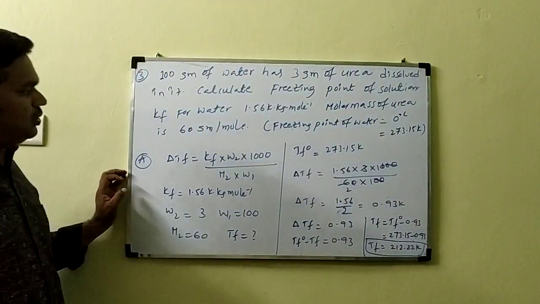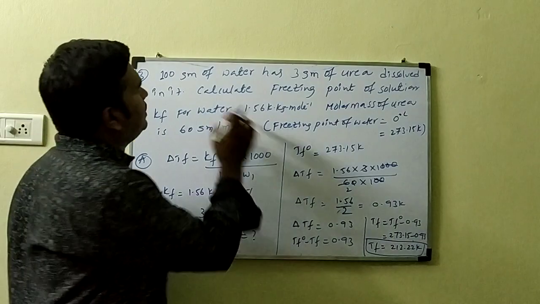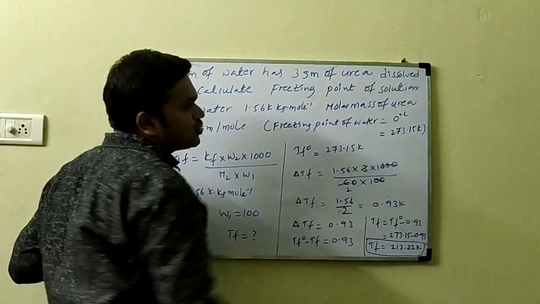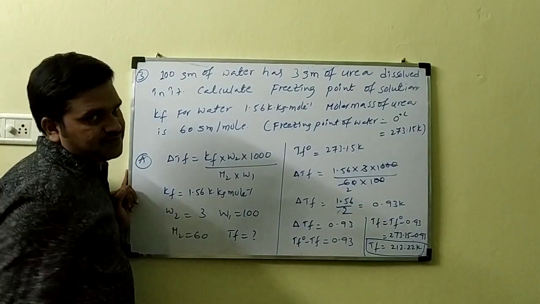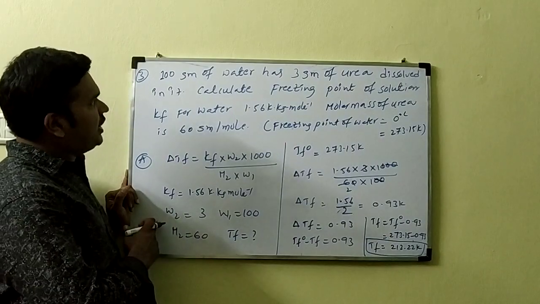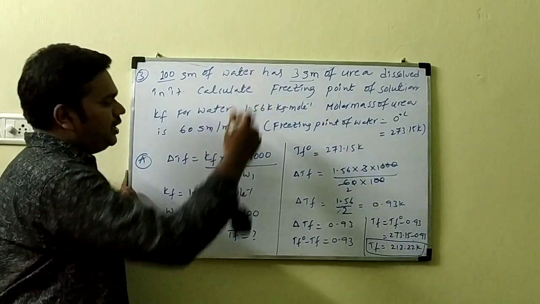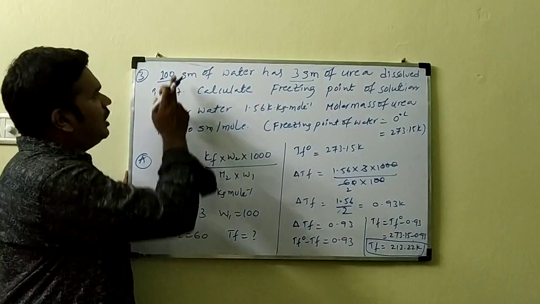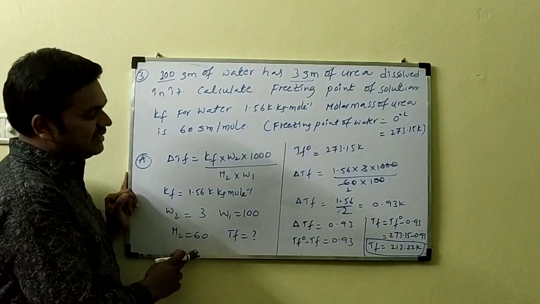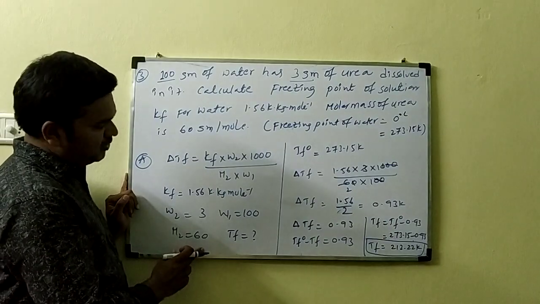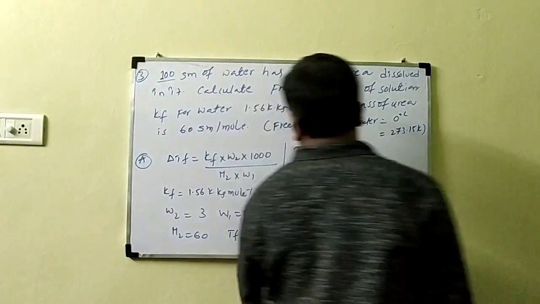Now let us see the formula. Delta Tf is equal to Kf into W2 into 1000 by M2 into W1 only. So what are they asking here? Calculate the freezing point of the solution. Kf given here is 1.56 Kelvin kilogram mole inverse, and the weight of solute here is 3 grams, that is W2. W1 is the weight of the solvent, that is 100. M2 is the molar mass of urea, that is 60 only. And Tf they are asking, the freezing point of the solution. Tf naught I already wrote the value here. How much is it?